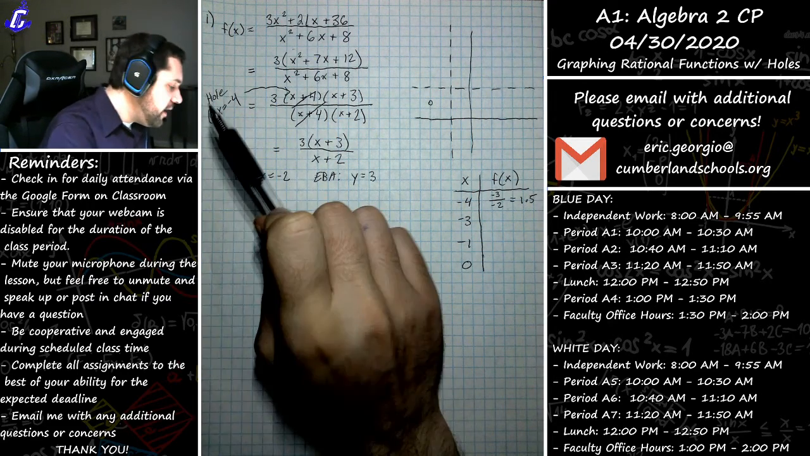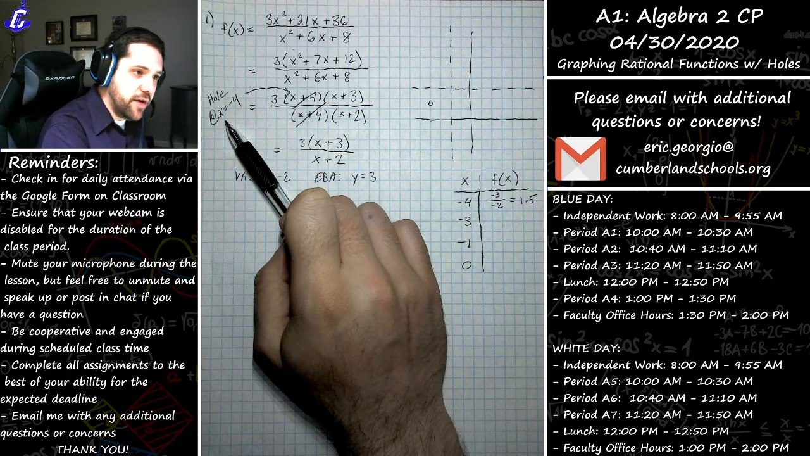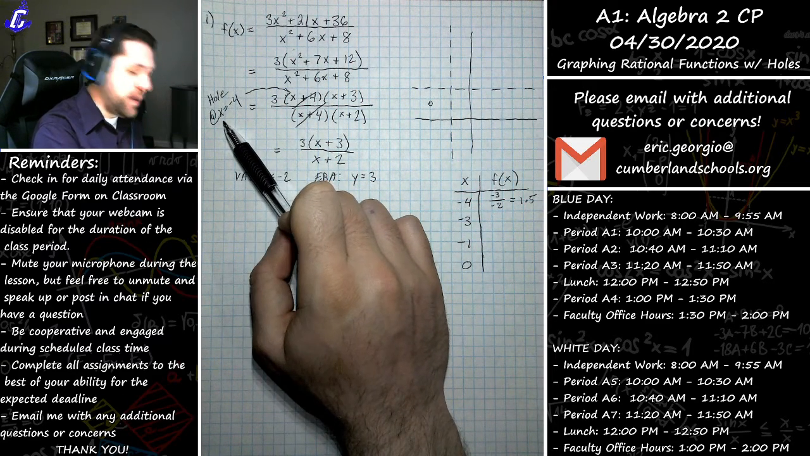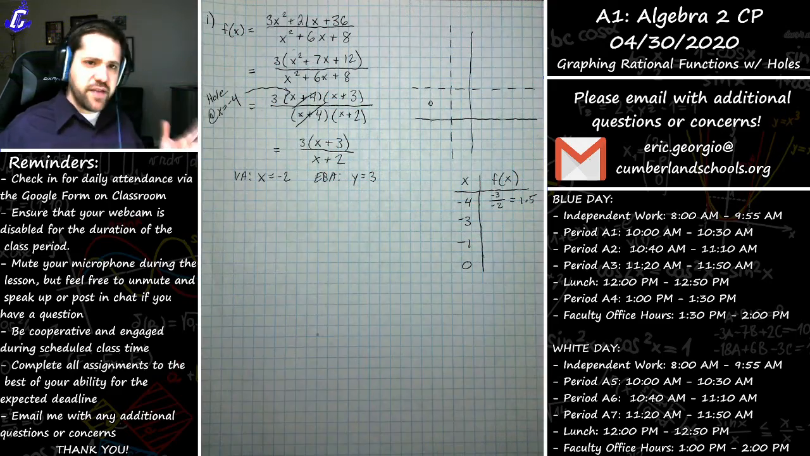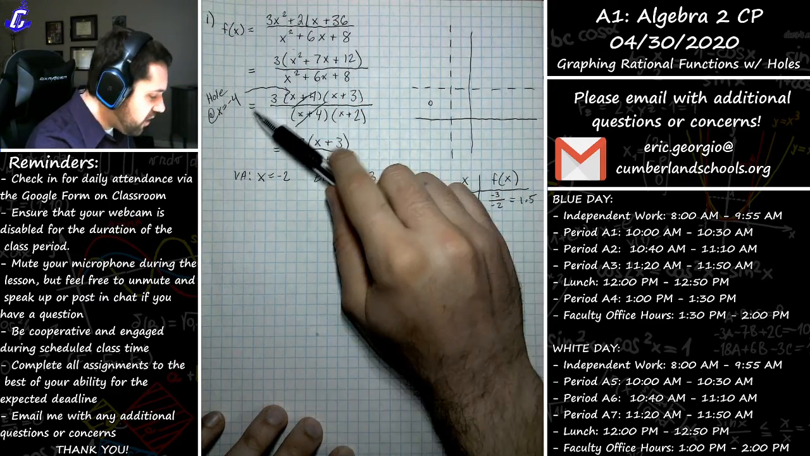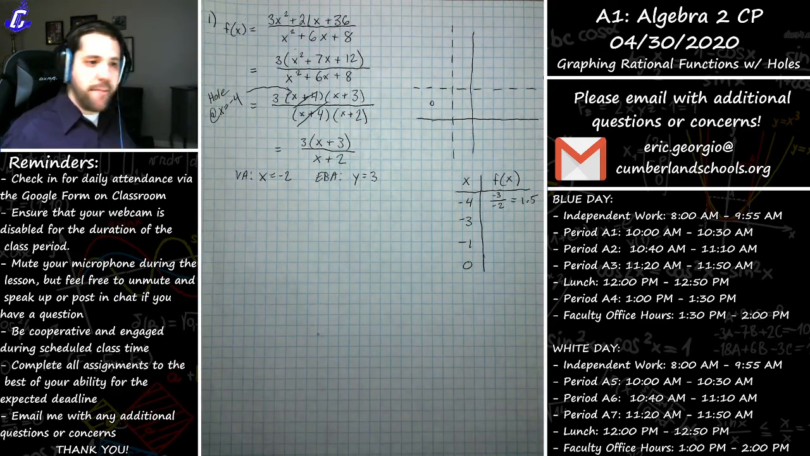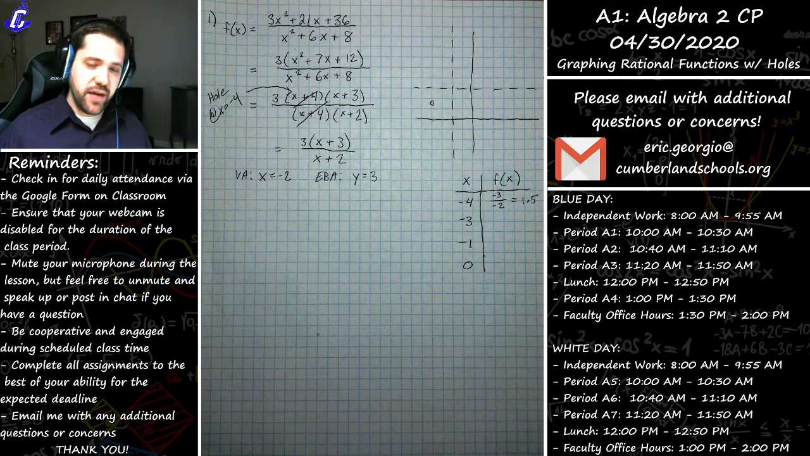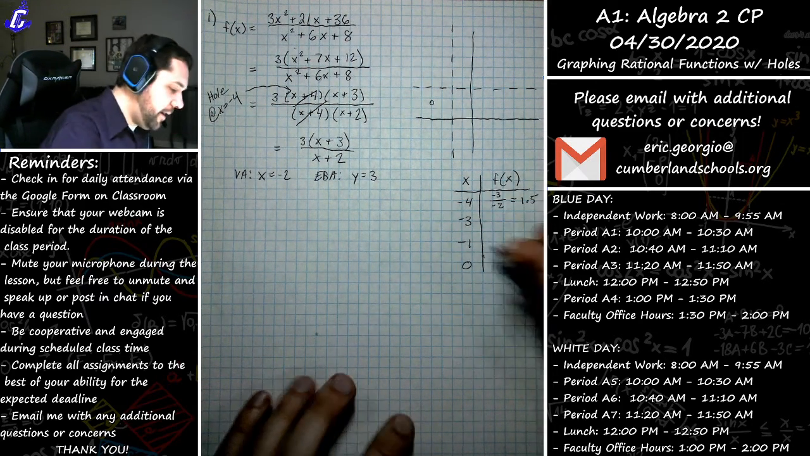And that, by the way, is why I make this little note over here that we have a hole at x equals negative 4, because otherwise I'd probably forget. If I didn't write that little arrow with the note, I'd probably not remember to go back and account for that hole. All right, so just a little FYI.